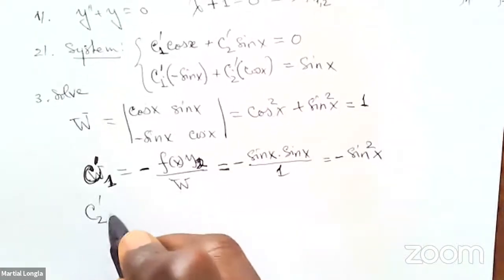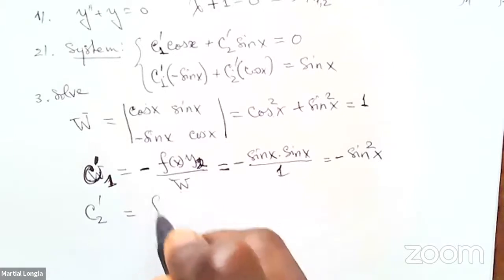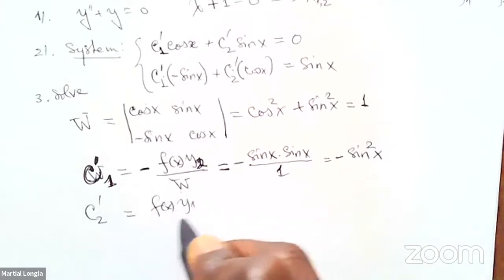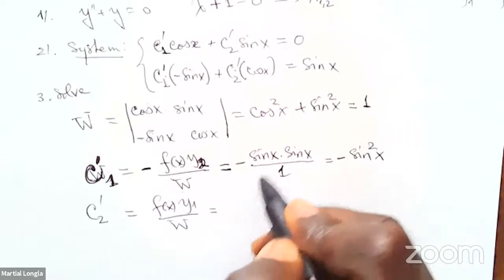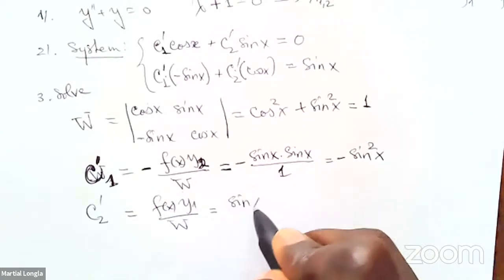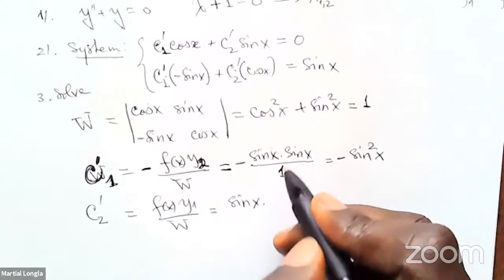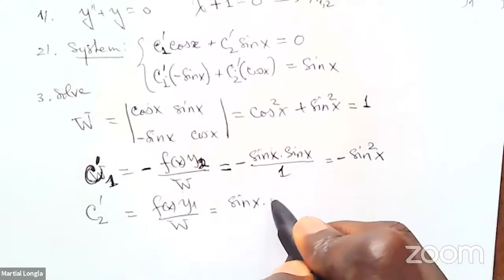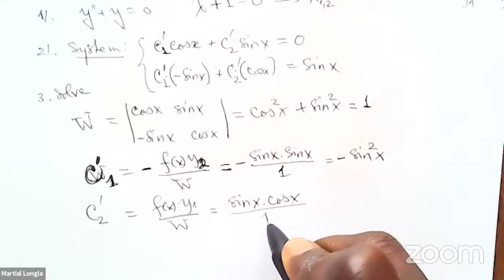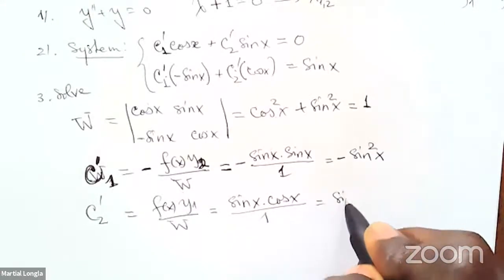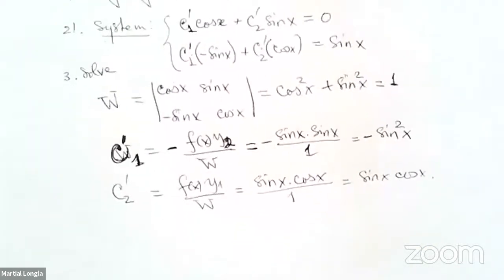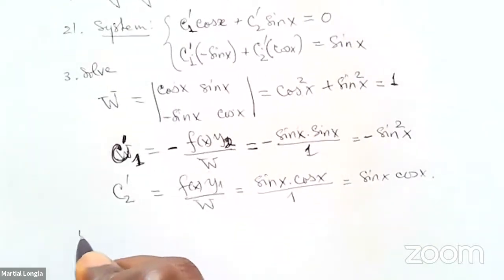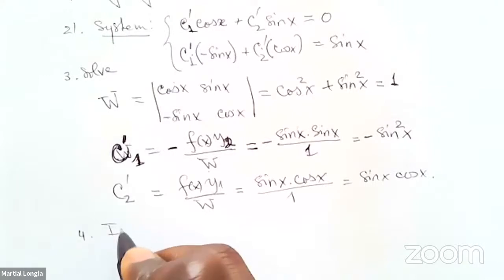Now C2 prime is f of x times y1 over W. F of x again is sine x, y1 is cosine x, over 1. So that's sine x cosine x. That's it. And now you go to step 4 to integrate.